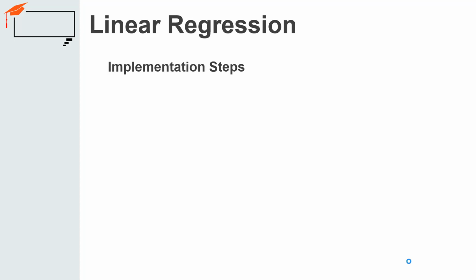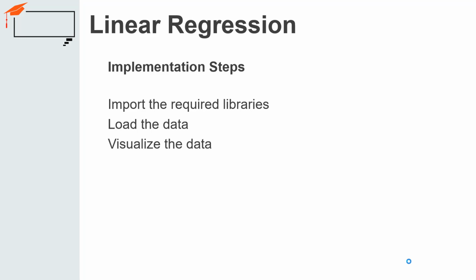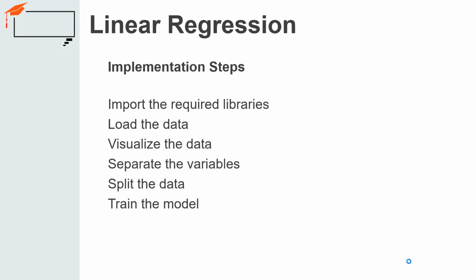I will use the following simple steps to implement it. We will start by importing the required libraries. Then we will load the data in a Pandas data frame. After that, we will visualize the data. Post that, we will separate the independent and dependent variables. Then we will split the data into train and test set. After that, we will define and train the linear regression model. Finally, we will predict a sample outcome using the trained model. Let's get started.